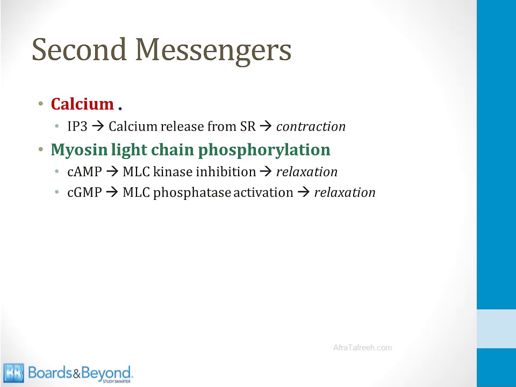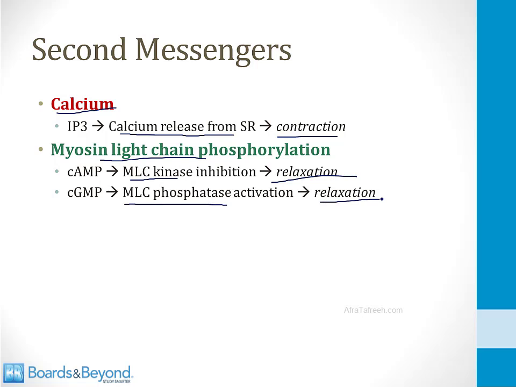That's how they work. So IP3 works on calcium. Inositol triphosphate triggers calcium release from the sarcoplasmic reticulum, and this leads to contraction. Cyclic AMP and cyclic GMP work on myosin light chain phosphorylation. Cyclic AMP inhibits myosin light chain kinase. This leads to relaxation. I'll show you a picture of this in a minute. And cyclic GMP activates myosin light chain phosphatase. This also leads to relaxation.